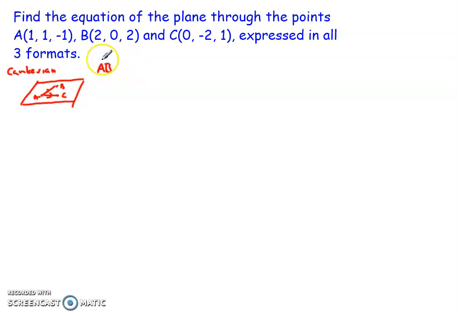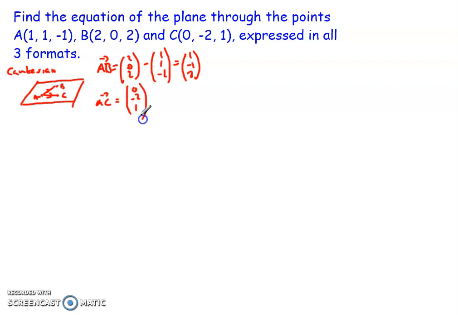So let's do the vector AB. So AB is going to be given by the position vector of B minus the position vector of A. So 2, 0, 2 minus 1, 1, negative 1. So that's then going to give me 1, negative 1, 3. And my vector AC, similar format, except it's the position vector of C this time, take away A. So 0, negative 2, 1, take away 1, 1, negative 1. That's going to give me negative 1, negative 3, 2.